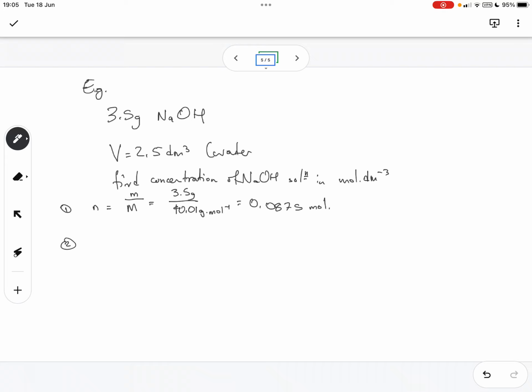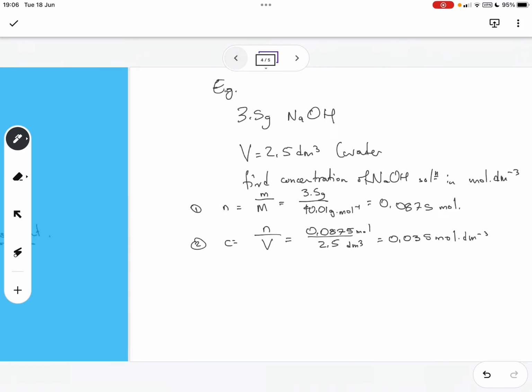And now the concentration, which is the next step, will equal number of moles divided by volume. And this would be 0.0875 divided by the volume, which is 2.5 dm cubed. And we can simply divide that answer by 2.5. And then we get 0.035 mole per dm cubed.